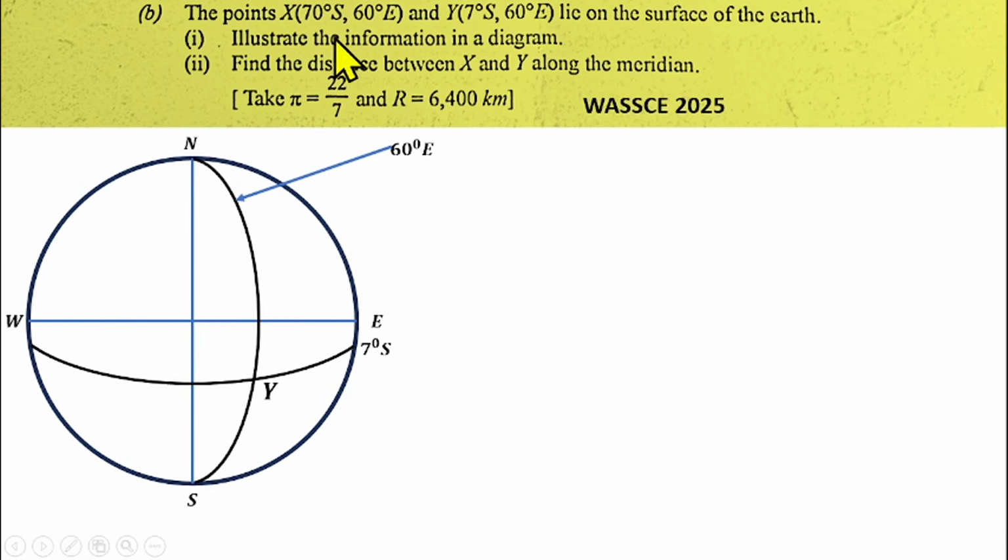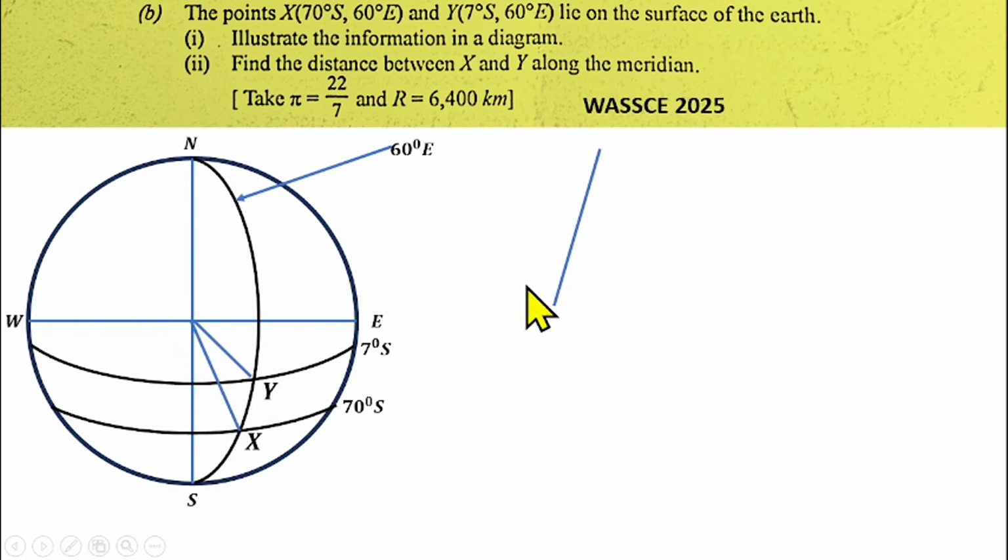Then I will now draw another latitude, which is represented by 70 degrees south. At this point, that will represent our point X here. So you can see that both point X and point Y are on this longitude 60 degrees east. That means they are both on the great circle, because all lines of longitude are also great circles. So I'm going to find the distance between them along that great circle. Because it's a great circle, I'm going to draw the radius from the center of the earth to point Y and up to point X also.